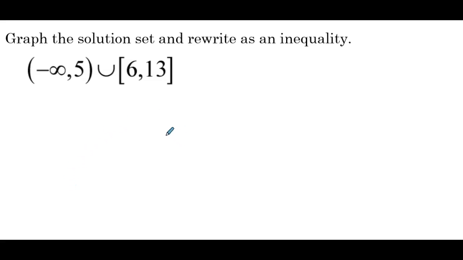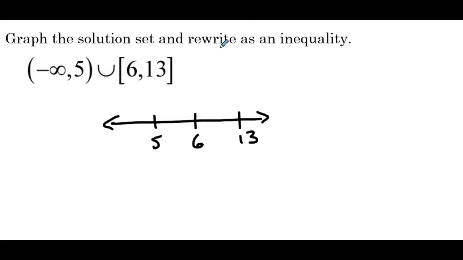Now going the other direction: graph the solution set and rewrite as an inequality. So we have interval notation. We'll set up a number line. We have 5, 6, and 13 as our important values. So parentheses, negative infinity, comma, 5, parentheses. So we start shading at negative infinity till we get to 5, and we have an open point due to the parentheses. And then we start shading at 6 with a closed point all the way till we get to 13 and end with a closed point.